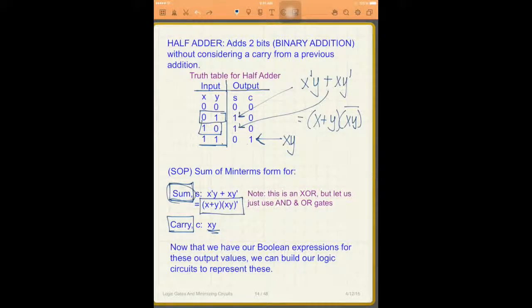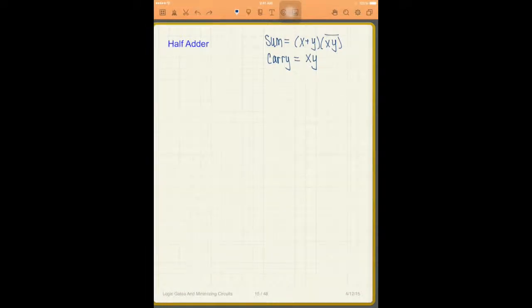So now that we have our Boolean expressions for these output values, we can build our logic circuits to represent these. Okay, so I've written down the sum and the carry representations. And when I draw the circuit, I'm going to take x with y and send them both, so I'm looking at this part right here, send them both to be added. So this is ORed. Okay, so that is going to give me x plus y.